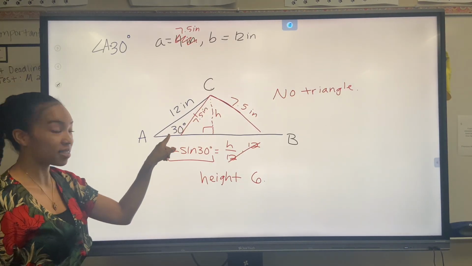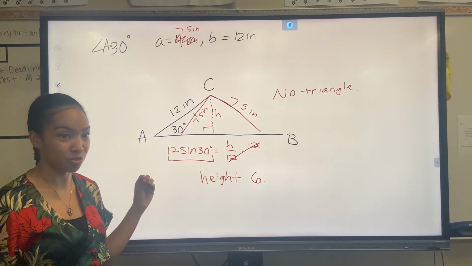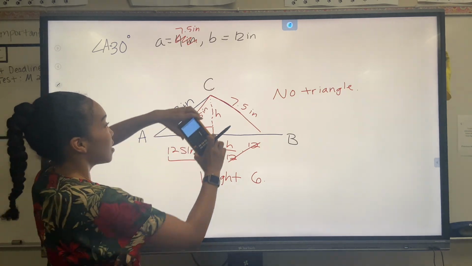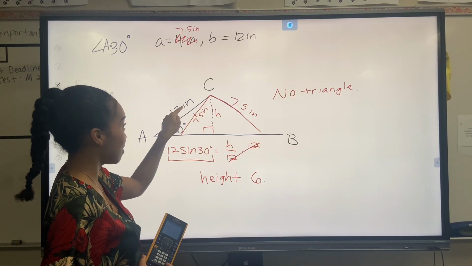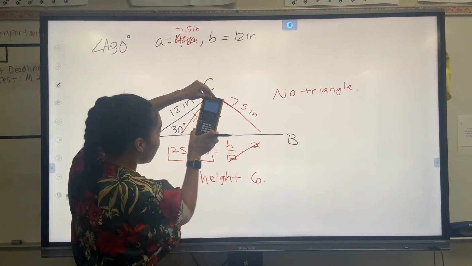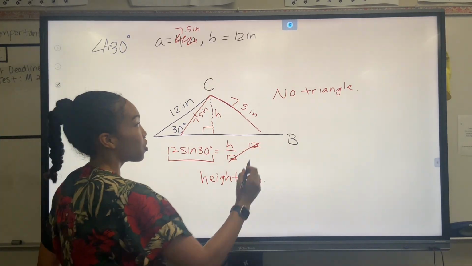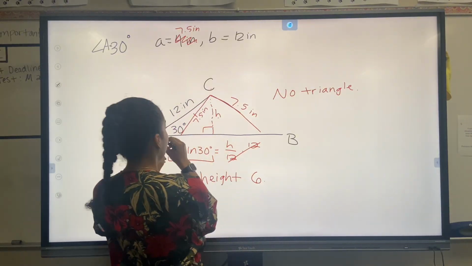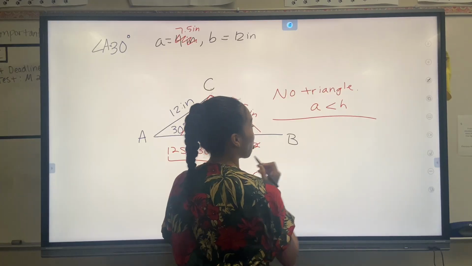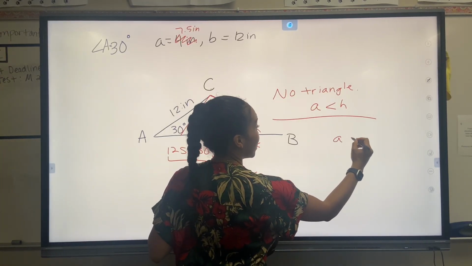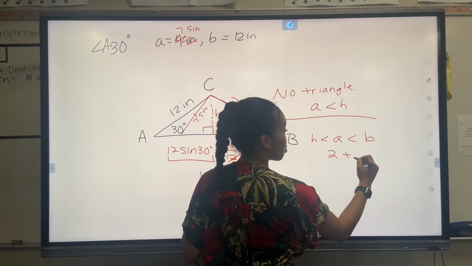They only gave me this angle. So there are many possibilities in this triangle. This triangle is not set in stone. So in this case, if this length right here is between the height and this length, then you can create two triangles. So no triangle means that this given length, side A, was less than the height. If A is between the height and the other side, side B, that means you're going to have two triangles.